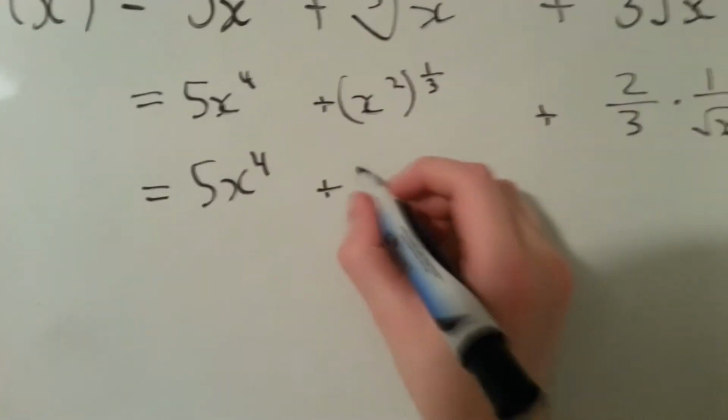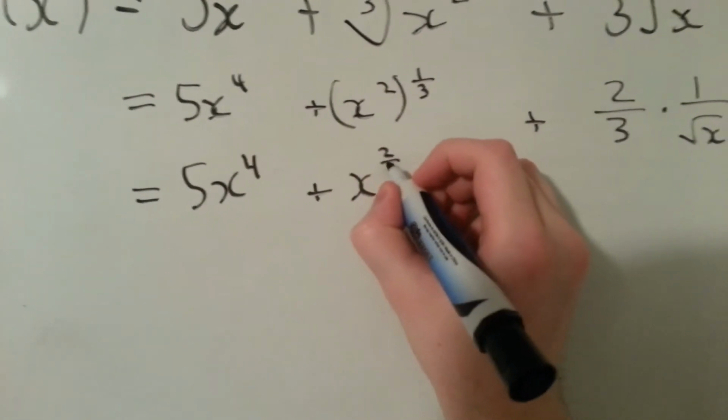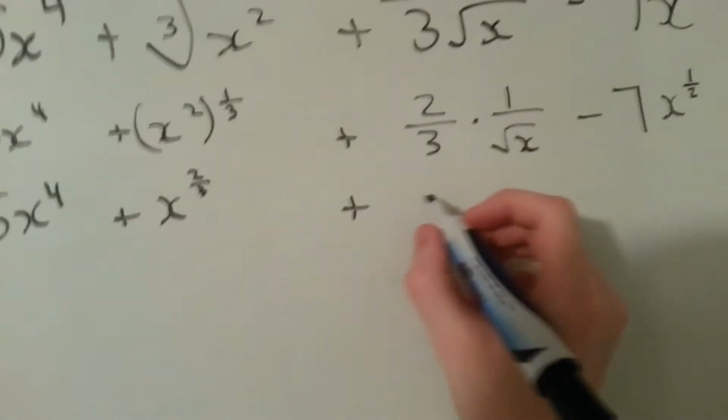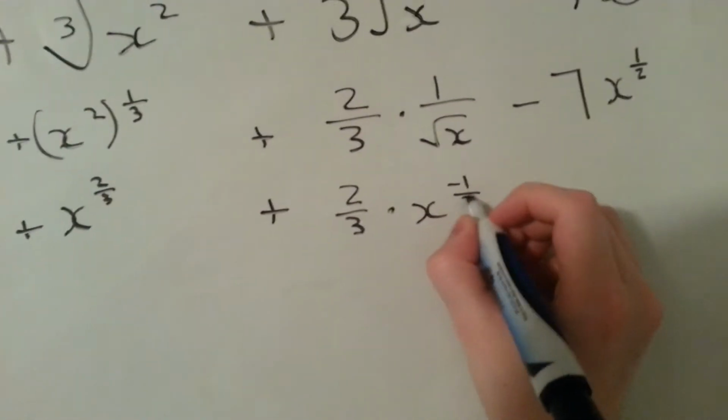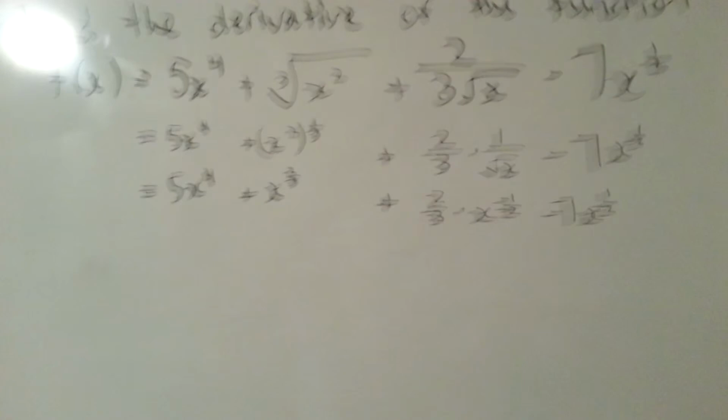Next, we're just going to rewrite the second term from x squared to the exponent 1/3 to x to the exponent 2/3. And the third term is rewritten so that 1 over the square root of x is x to the exponent negative 1/2. We want to have powers be in the numerator.